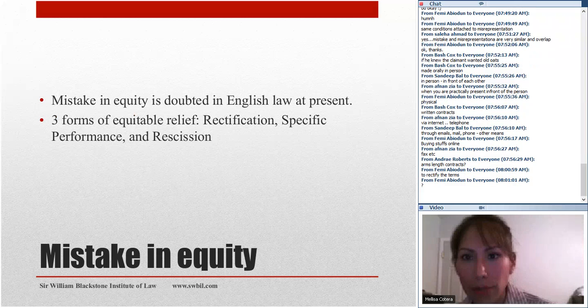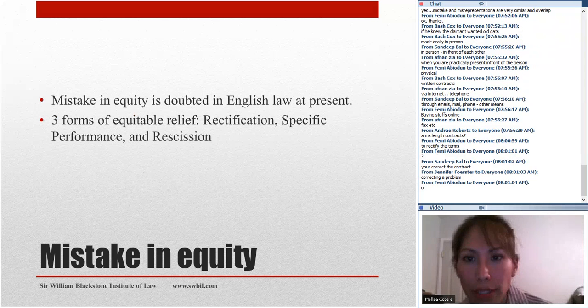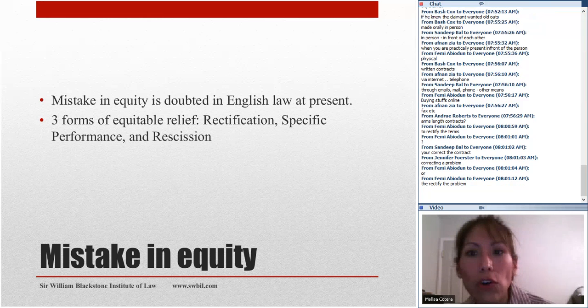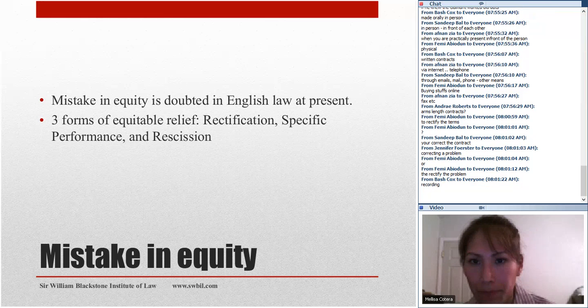Rectify the terms. Correcting a problem. Correcting. Okay. But this correcting the mistake occurs in the making of the agreement or in the recording of the agreement? In the recording, yes. So this remedy is concerned with correcting a mistake which occurs in the recording of the agreement, not in the making of the agreement.